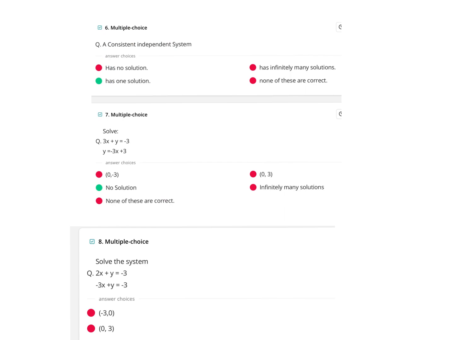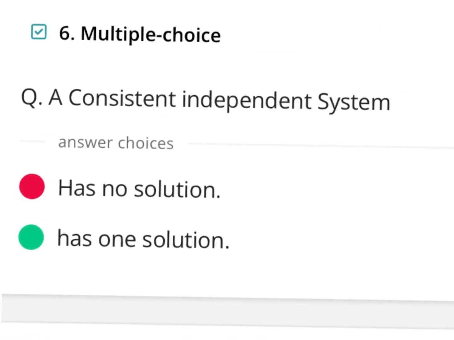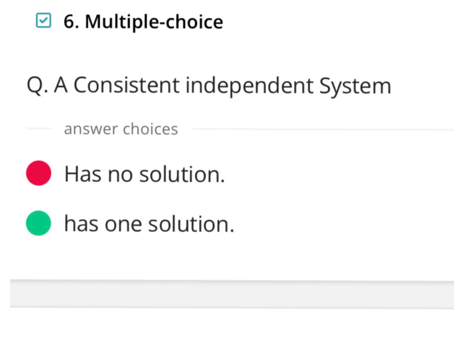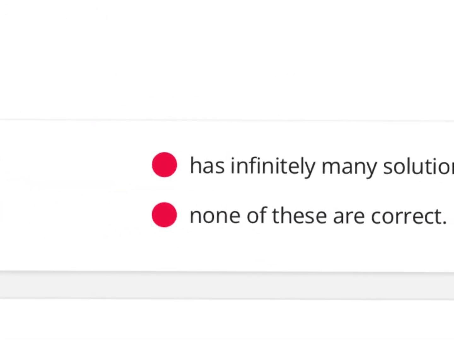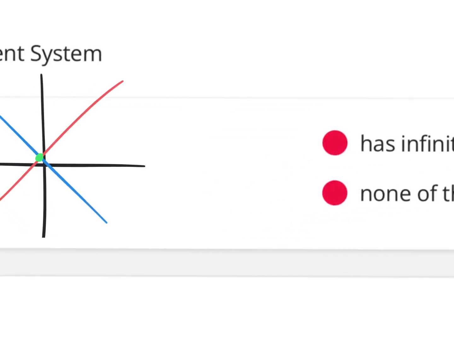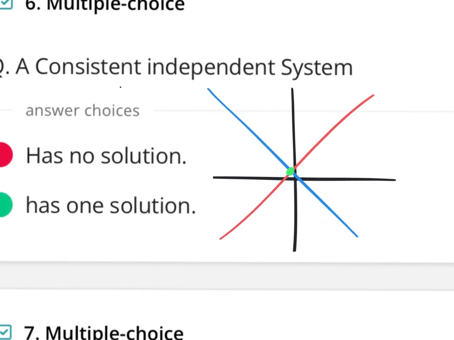Some more questions. How about a consistent independent system? Don't even think about the multiple choice answers. What does a consistent independent system look like? Independent means one. So if you graph one equation and then you graph the other equation, you will find a point of intersection, which means that it has one answer. So does it have no solution? No. Does it have one solution? Yes. You pick that one, right? Over here it says, has infinitely many? Of course not. So it's only one solution, a consistent independent.